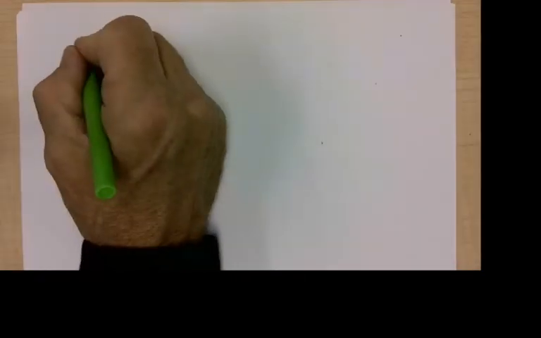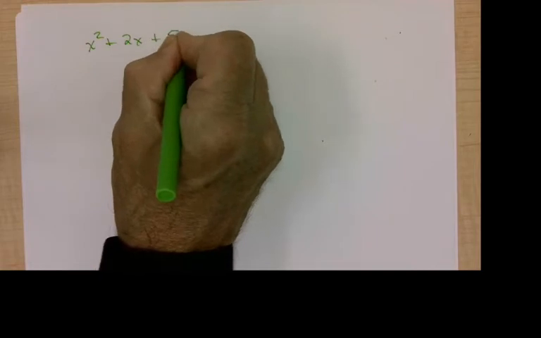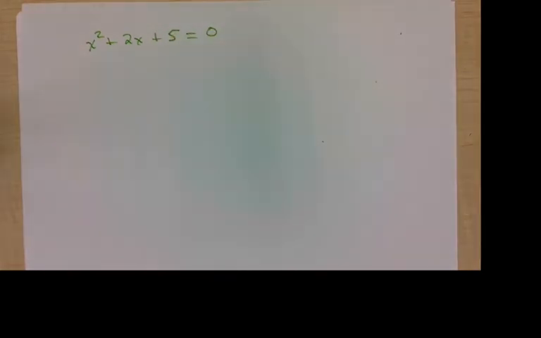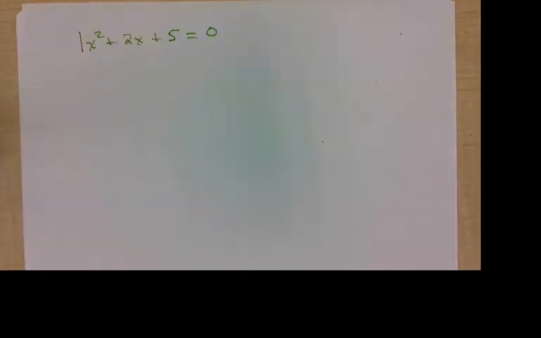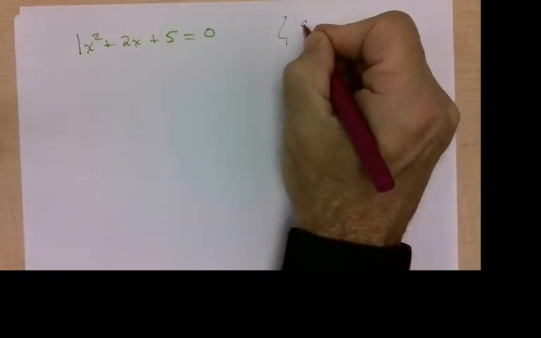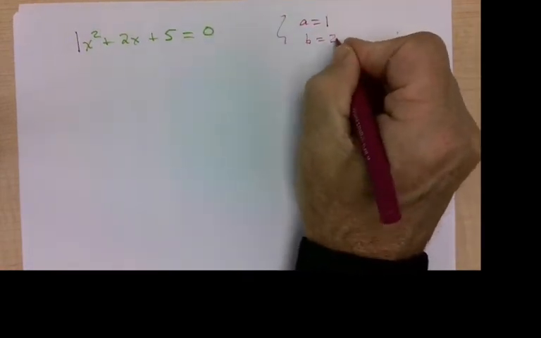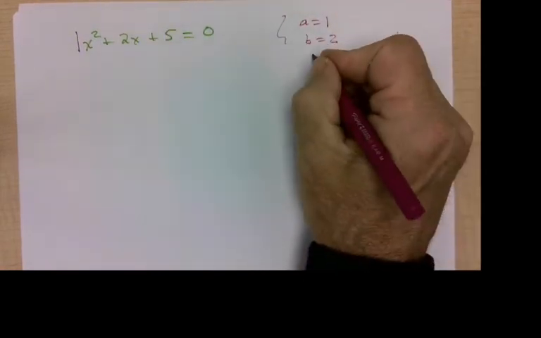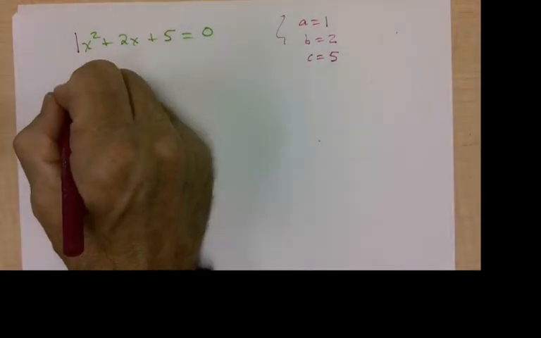For this one, we're going to use the quadratic formula. So x squared plus 2x plus 5 equals 0. Let's put a 1 in front of the x squared. We will need that to determine our a. So a is 1, that's the coefficient on x squared. B is 2, that's the coefficient on x. C is 5.